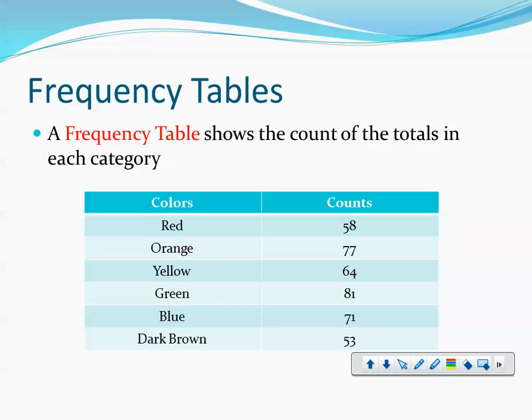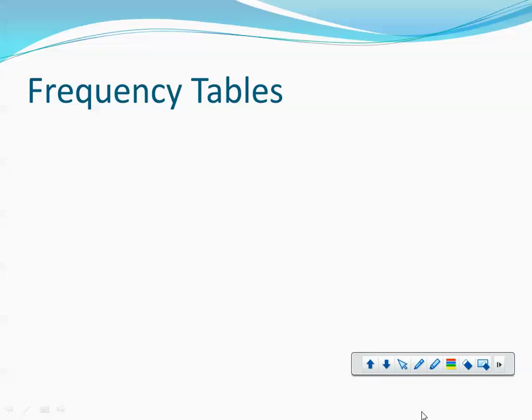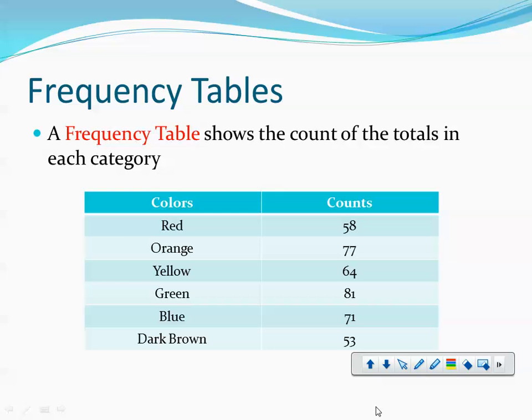So that's a frequency table, right? It's got the categories over here: red, orange, yellow, green, blue, dark brown. And then this is just a count. There were 58 reds. There were 77 oranges. There were 64 yellows. There were 81 greens. There were 71 blues. And there were 53 dark browns. That's all this says, right?